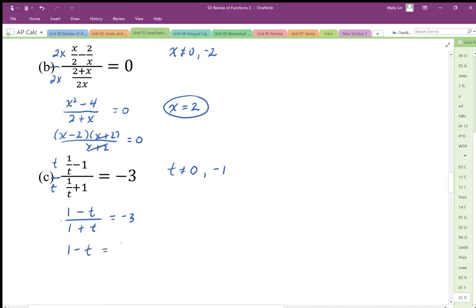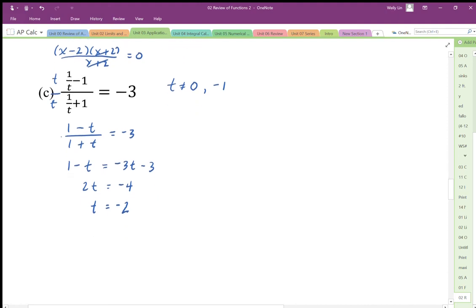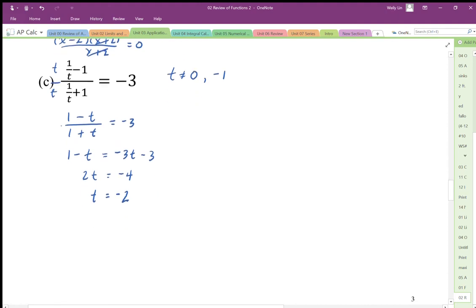and I get -3t plus or minus 3. Okay, so here, move the t's to this side, move the 1's to the other side, I get t equals -2. Okay, so there's my solution. Let me just rewrite that. T equals -2.